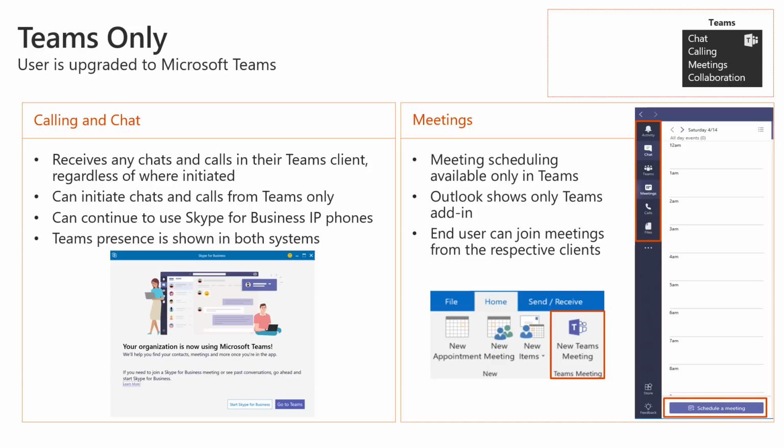Speaking of meetings, on the right-hand side, when a user is in Teams only mode, this ensures that meeting scheduling only is available in Teams. As such, the Outlook plugin will be changed to a Teams meeting add-in, and the Skype for Business meeting add-in will be removed. And the end user will be able to schedule meetings from either that Outlook add-in or from the Teams client as shown on the right side. Please remember that an end user can continue to join meetings from the respective clients regardless of mode.